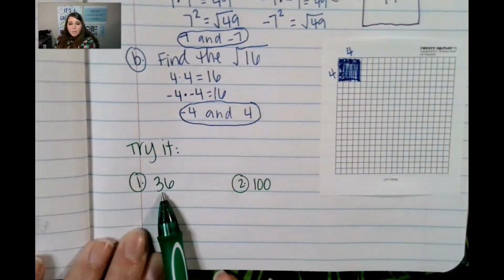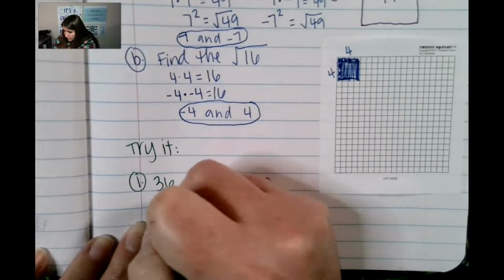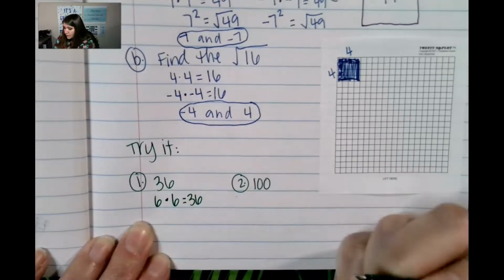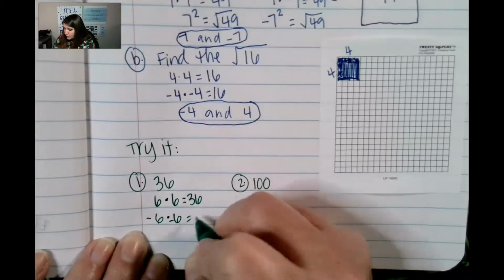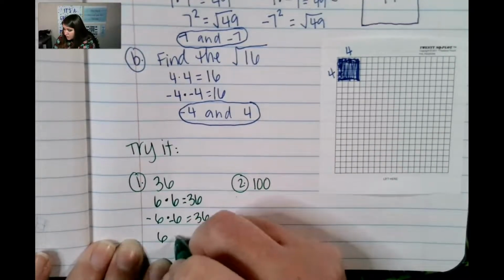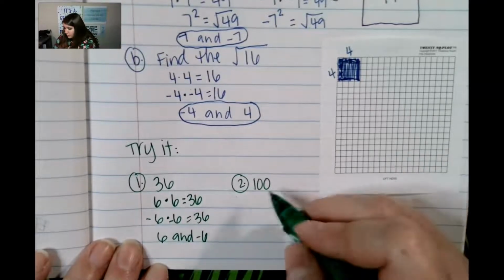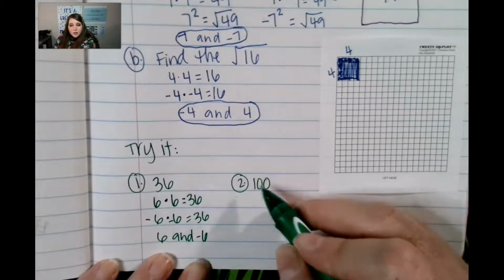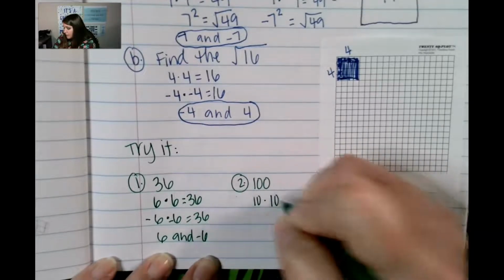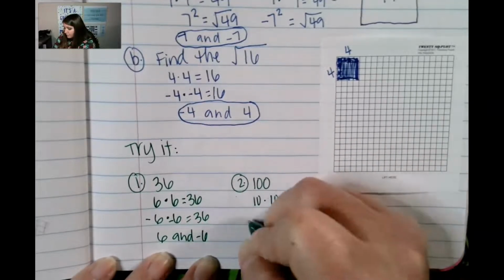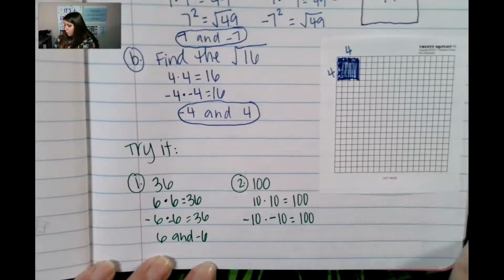Okay, well, I know that 36 is created by multiplying the same number, 6 times 6. That gives me 36. But I also know that negative 6 times negative 6 equals 36. So my answers are 6 and negative 6. Okay, 100. In order to get 100, I know it has 2 zeros here, so that's 10, right? 10 times 10 gives me 100. So negative 10 times negative 10 also equals 100.